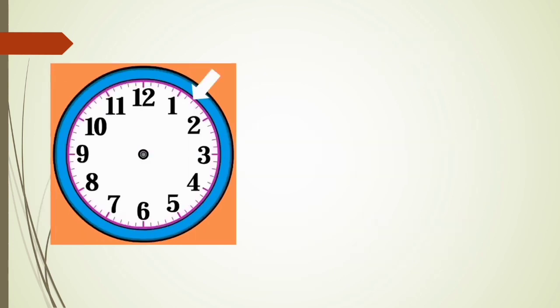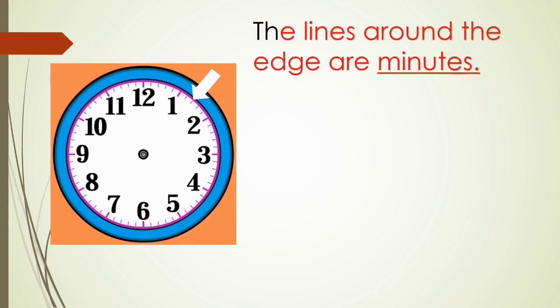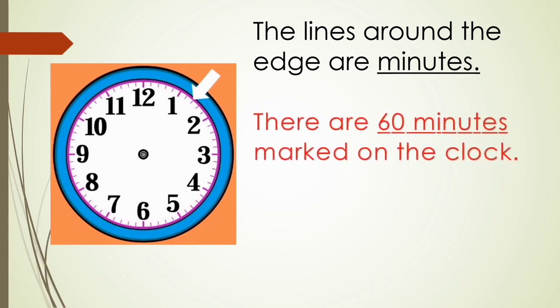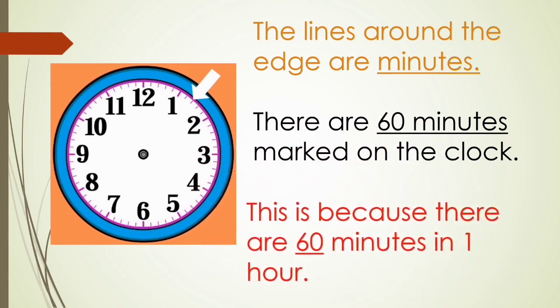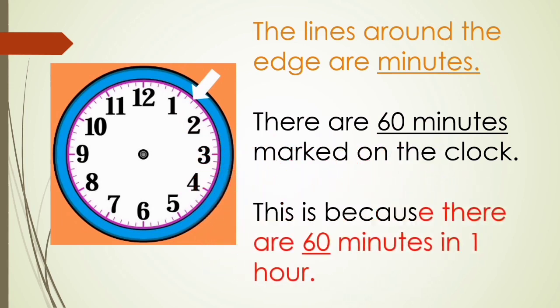Okay, I want you to look at the picture, because it's only one. And look at the arrow. Okay, everybody, let's read. The lines around the edge are minutes. There are 60 minutes marked on the clock. How many minutes? 60. Very good. And this is because there are 60 minutes in 1 hour. How many minutes again? There are 60 minutes in 1 hour.